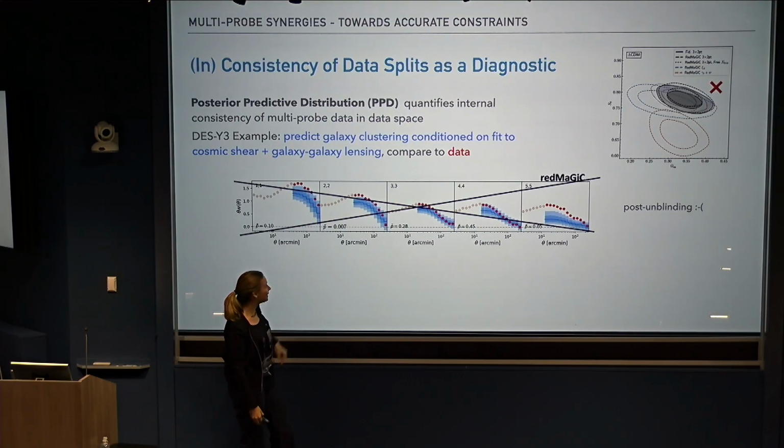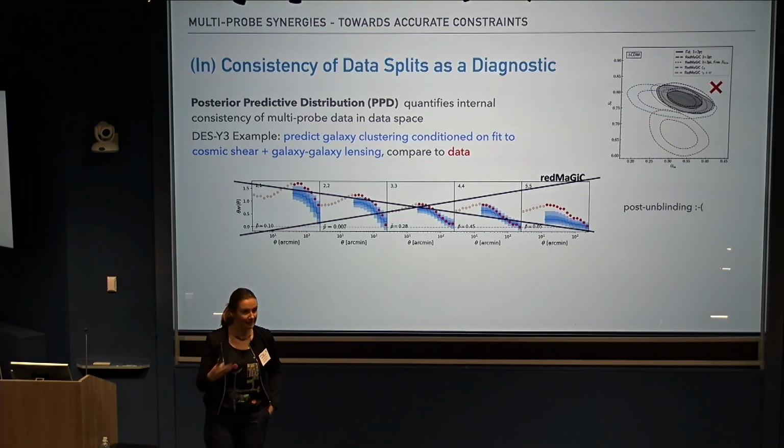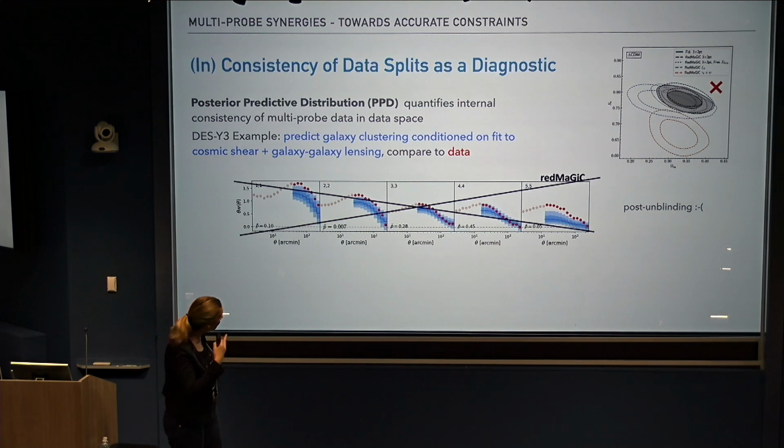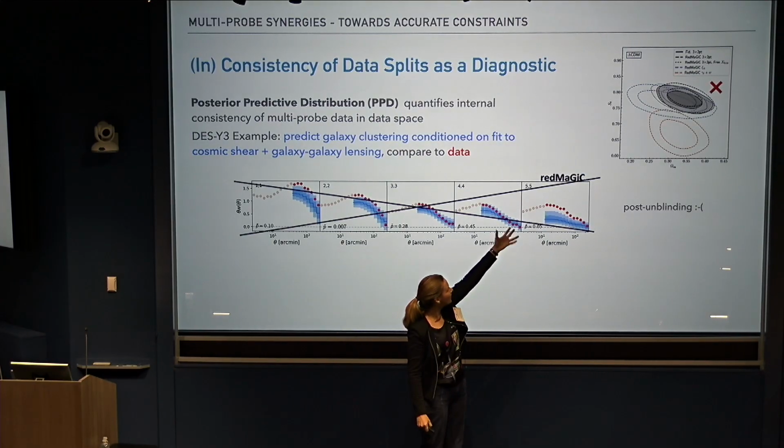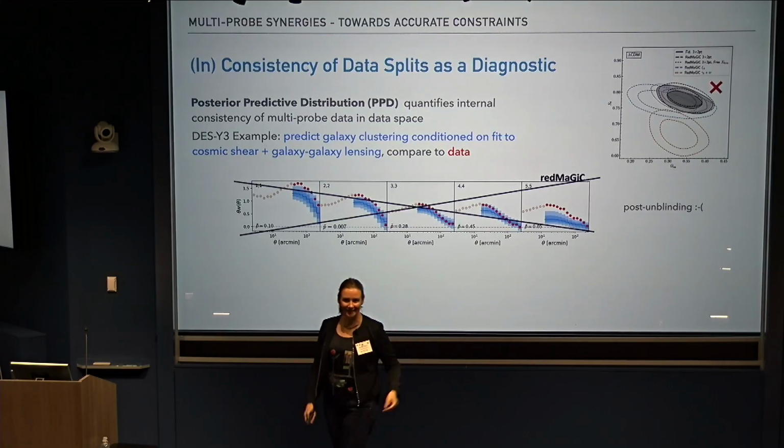we underpredict what's happening in the data, suggesting that there may be some kind of systematic in that particular lens sample. That's a test that we could have done before unblinding, but we didn't think of it. We only thought of checking that cosmic shear and galaxy-galaxy lensing plus clustering are consistent. So those 2 contours over there don't work in this case.